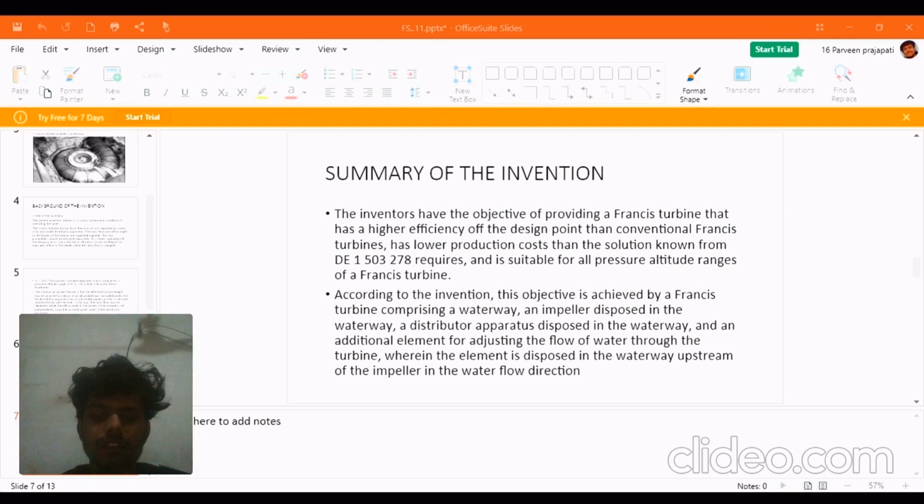Sir, this invention is to provide higher efficiency in the design of a conventional Francis turbine. According to the invention, the distributor is disposed in the waterway, and there is an additional element for the flow of water through the turbine. As water goes upstream, the pressure becomes high.